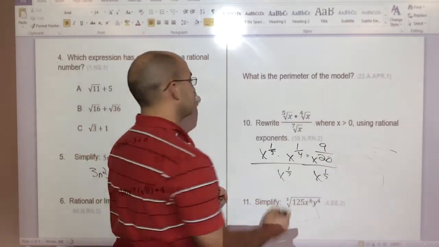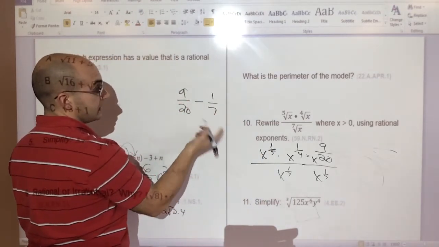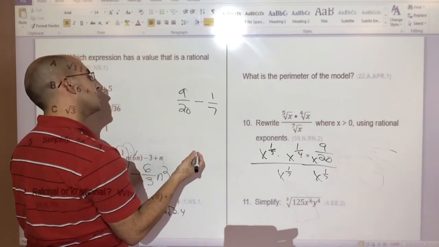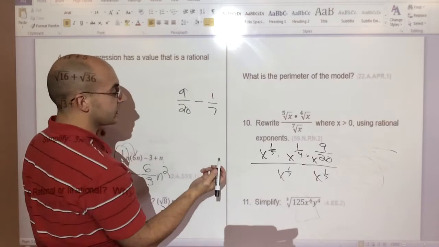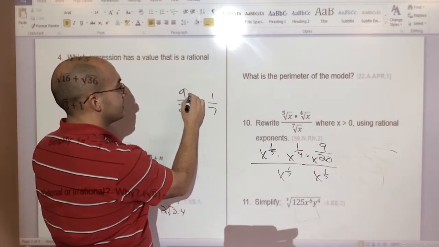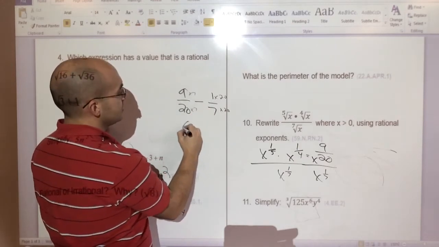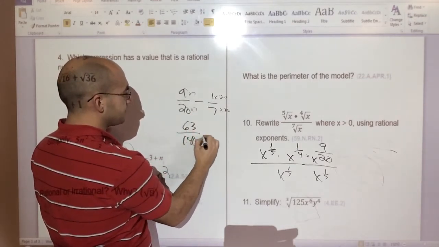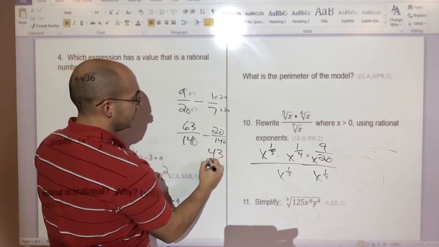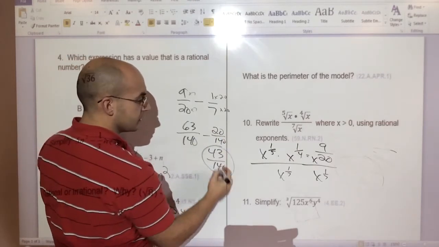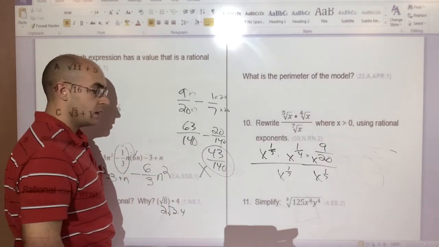Now I'm going to subtract them, so 9/20 minus 1/7, right? But then I need a common denominator. So this is actually going to be really ugly. It's 140, right? So times 7 and times 20, to get common denominators. So 63 over 140 minus 20 over 140 is going to give me 43 over 140, and 43 is prime. So my answer is x to the 43rd over 140th power.